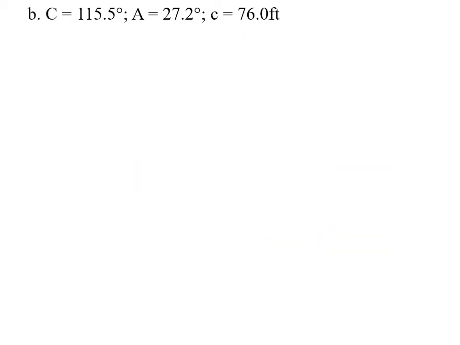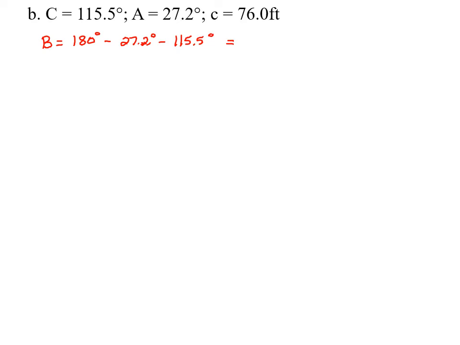Okay, let's try another one. Here we have angle C is 115.5, angle A is 27.2, and side c is 76 feet. And so what we're looking for here, again, you have two angles, you're going to have to find the third one anyway, so I'm going to start with that and find angle B first. So angle B is 180 minus angle A, the 27.2, minus angle C, 115.5.